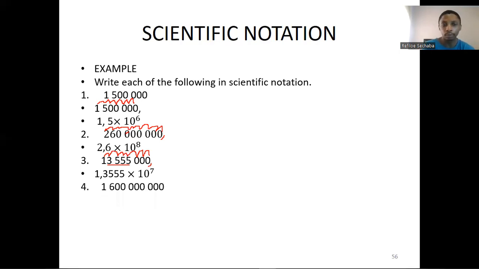What if we got 1.6 million? Well, it's actually not 1.6 million. It's 1,600,000,000. It'll be 1,6 times 10 to the exponent of 9.